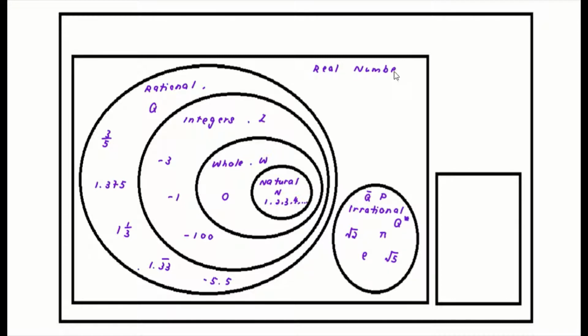The real number set is denoted as R, which means real numbers consist of all the rational numbers and all the irrational numbers. This is the type of number that we have always been working with in our mathematics so far.